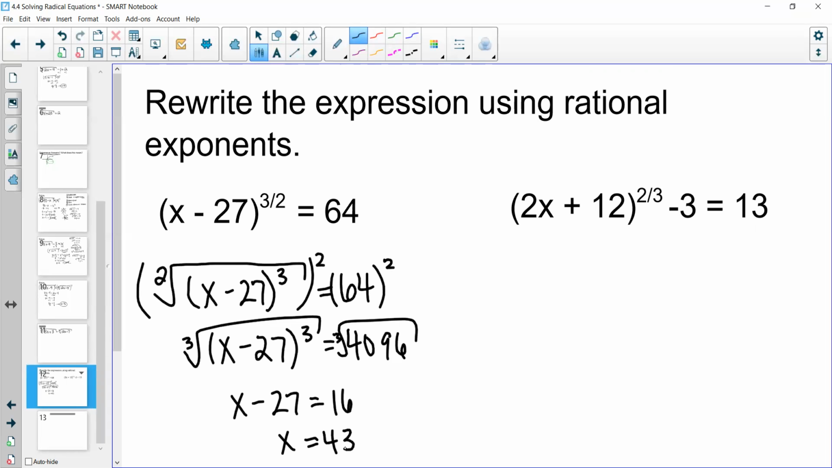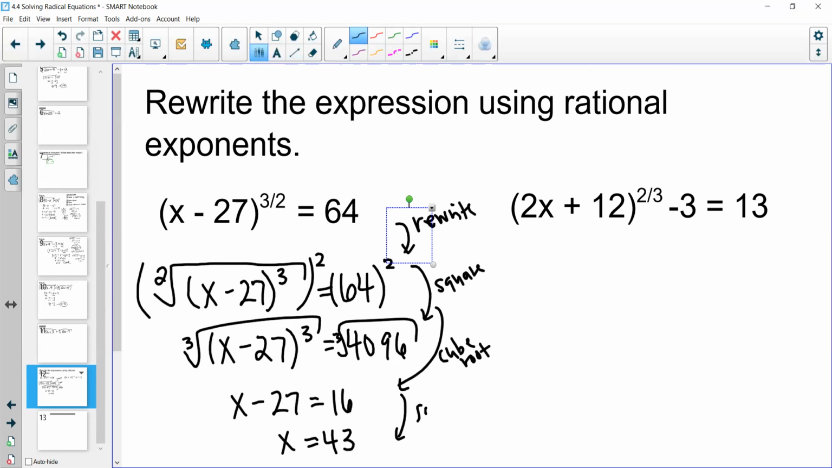Now this works, but we had to rewrite. So we had to rewrite to go from here to here. Then we had to square. And then to go from here to here, we had to cube root and then solve. And so I don't know about you, but sometimes squaring and then cube rooting and things like that can get confusing.